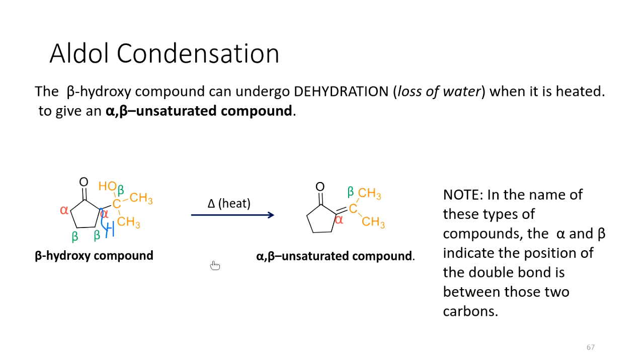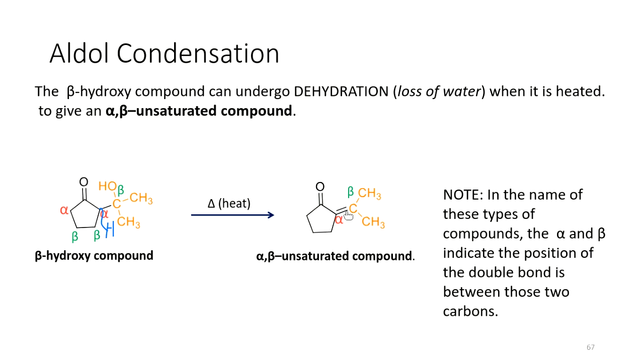And we know dehydration is the loss of H and OH, and they have to be on carbons beside each other. So we're going to lose this OH, and we're going to lose this H, and we're going to form a double bond where they used to be. And that's for any dehydration reaction. When we were looking at the formation of alkenes from alcohols, it was the same thing. So just by heating our beta hydroxy compound, we lose water and we form a double bond right here.